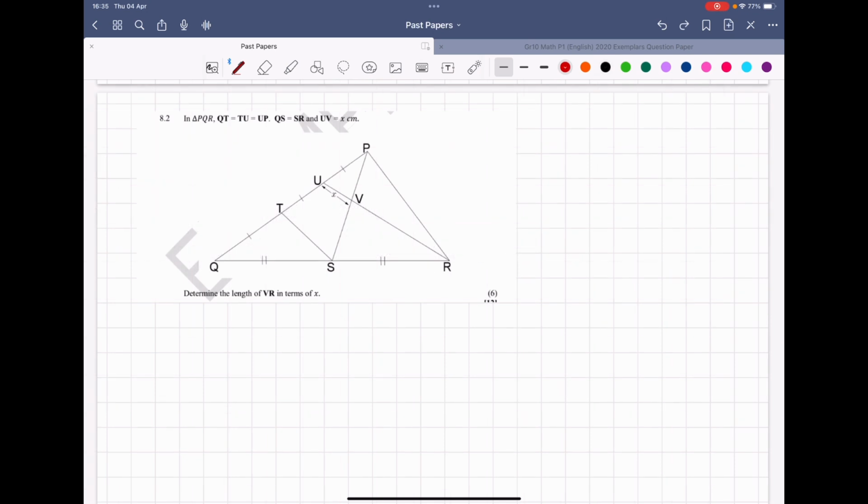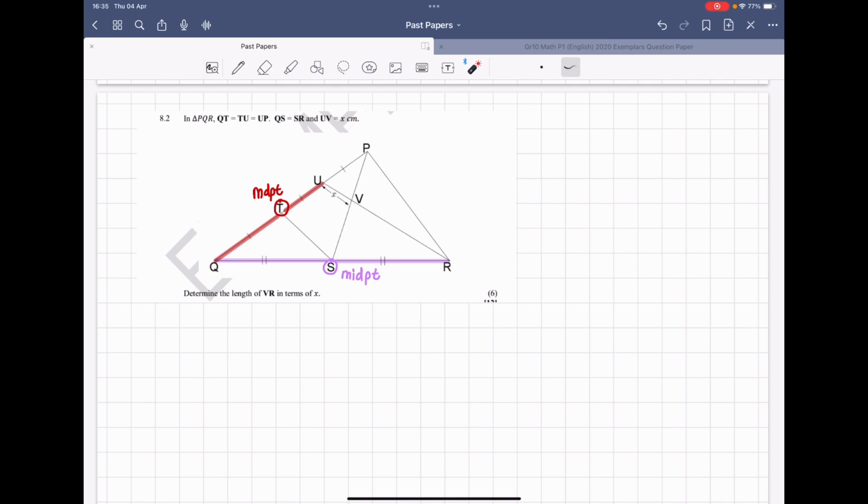Okay, and now the final part of question 8, this is 8.2. I'm given this triangle PQR, and I'm told some information, so I know that QT is going to be equal to UT, and I know that QS is equal to SR, and I'm told that this length UV is equal to x. So if QT is equal in length to TU, then that means that T is a midpoint. And similarly, if QS is equal to SR, then that means this S is a midpoint. And I'm thinking midpoint, midpoint, midpoint, so I can use my midpoint theorem.